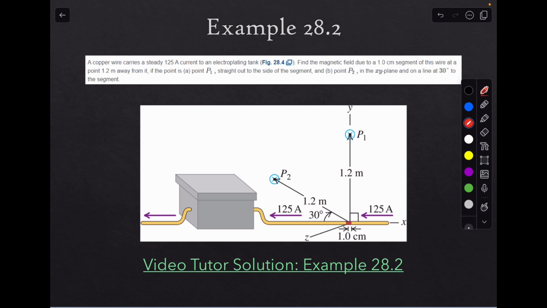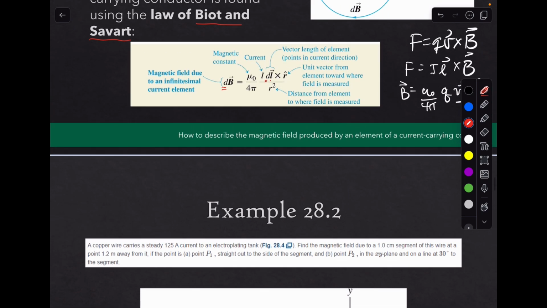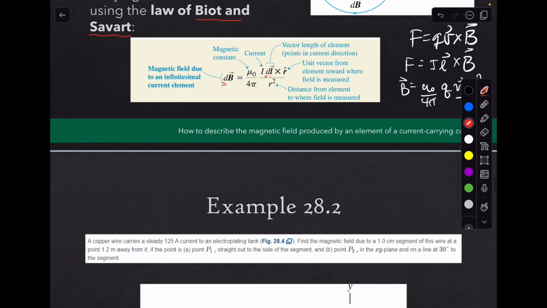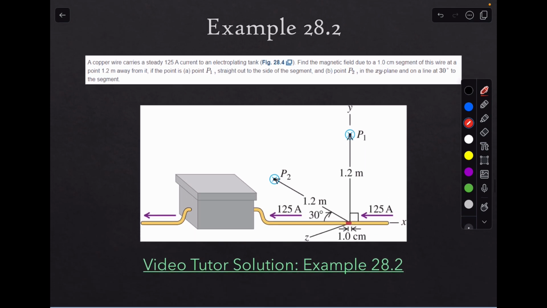Let's do this example where we are going to employ the Biot-Savart law. In this example, we're going to find the magnetic field created by this little piece of wire segment right here. We're going to find the magnetic field at two places: at a location P1, directly above the wire segment, and then at a location P2, which is at an angle of 30 degrees from the wire segment, okay?